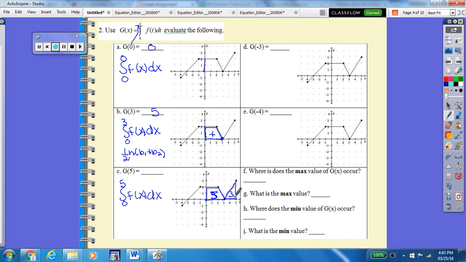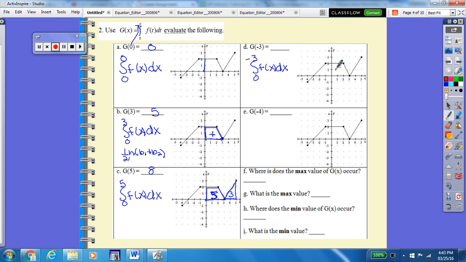One more time, I'm using 1/2 base times height geometry formulas to compute these areas. And my total is 8, because g of 5 is the area starting at 0 all the way to 5. Next one says g of -3. So this time we're going to start at 0, but instead of moving right, we got to go left. The integral of f of x dx. So we had talked about that earlier.